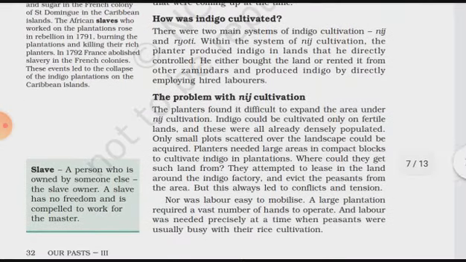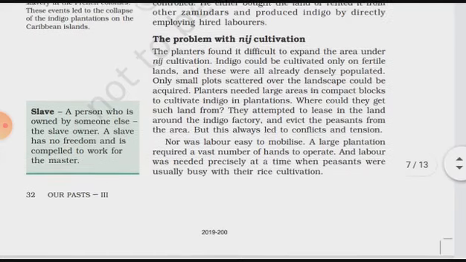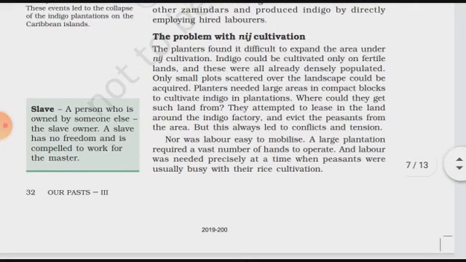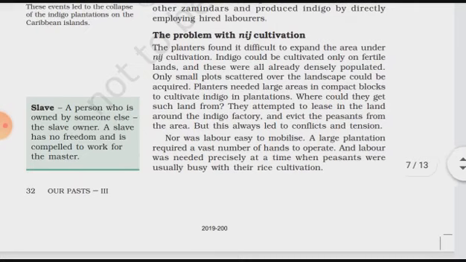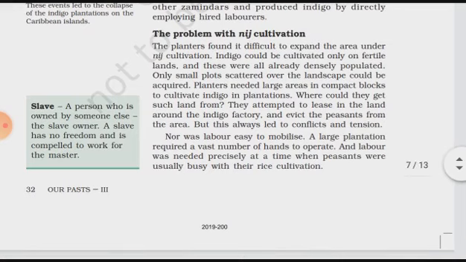Two systems were there, that is nij cultivation and ryoti. We have discussed that. Now, for the remaining part, we are going to discuss the problem with nij cultivation. What was the problem with the nij cultivators over there? See what they have given.